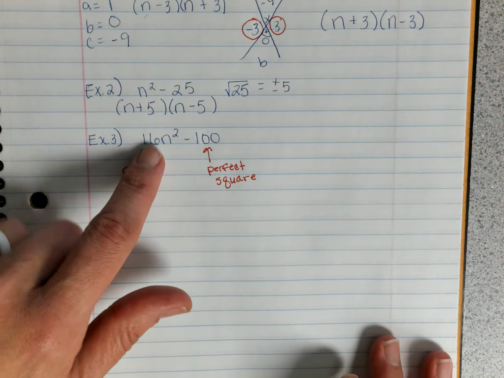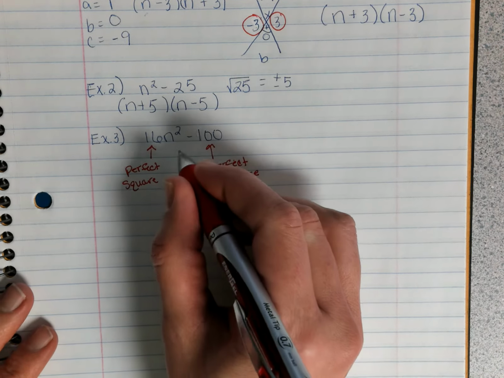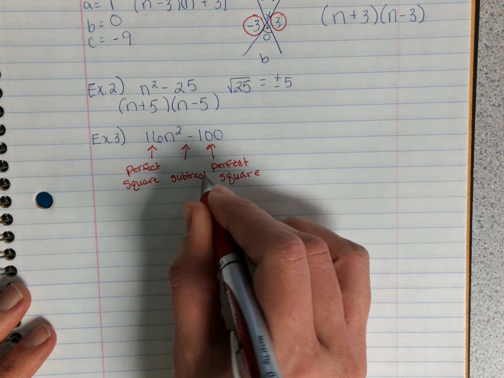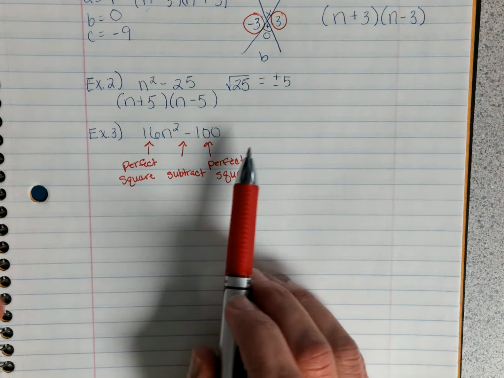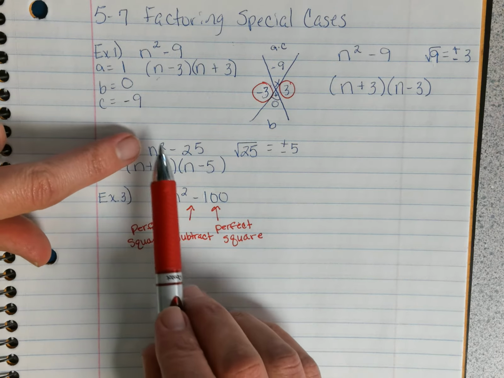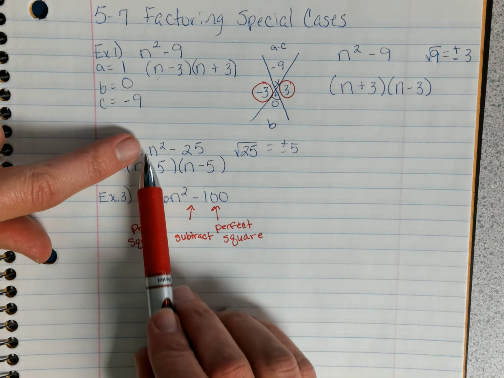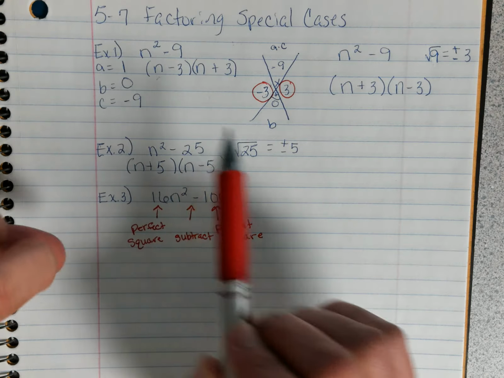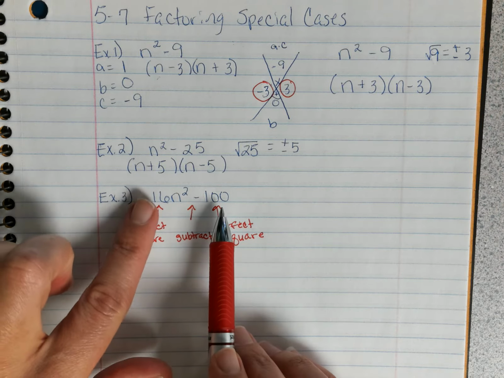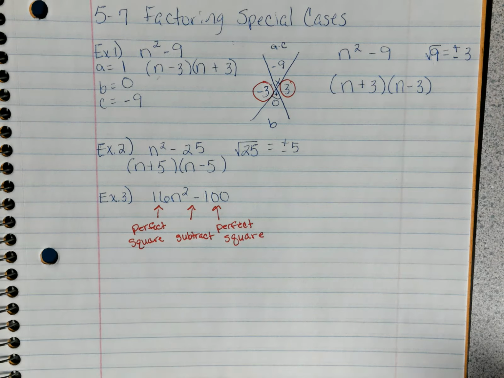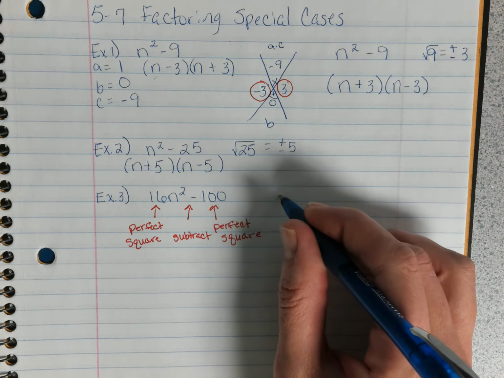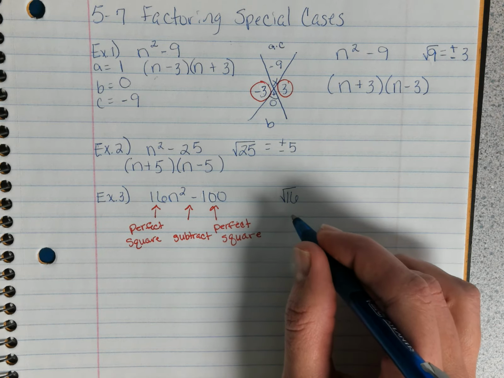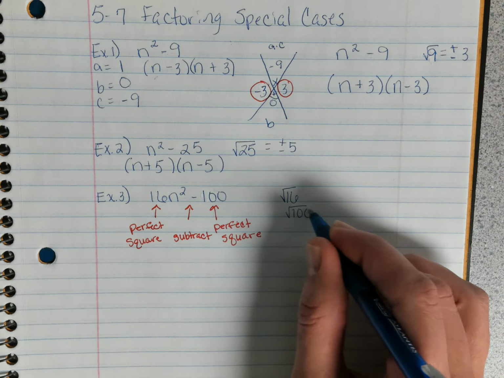So if you notice that this is a perfect square and this is a perfect square and this says to subtract, that's the only way this will work. Okay, so this is actually a perfect square because the number in front of here is a 1. 25 is a perfect square, 1's a perfect square, -9's a perfect square. So it will only work if you have perfect squares and a subtraction sign. And to do this, all you have to do is find the square root of 16 and the square root of 100.